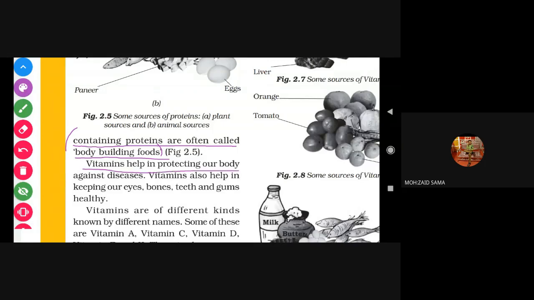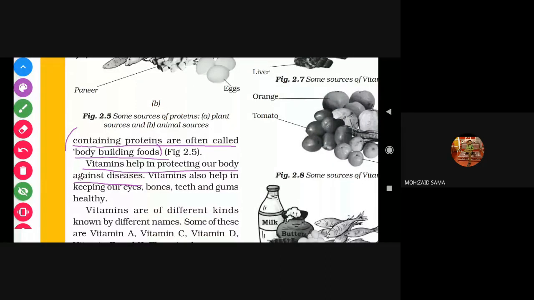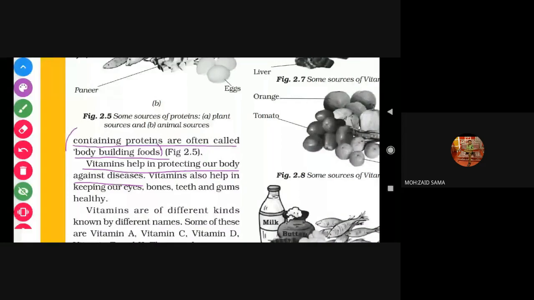Vitamins help our body in protecting against diseases. Vitamins are also important for our body, right? It is a major nutrient in our diet, and it is also very important for our body. So why is it important? What does it do to our body? It simply helps our body in protecting against diseases, correct? Yes, ma'am.